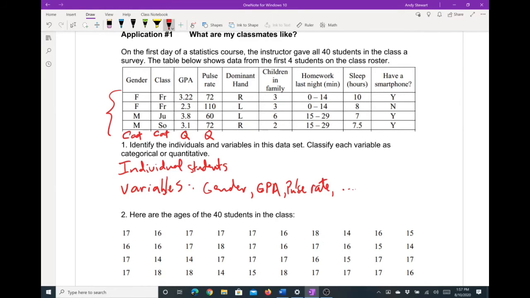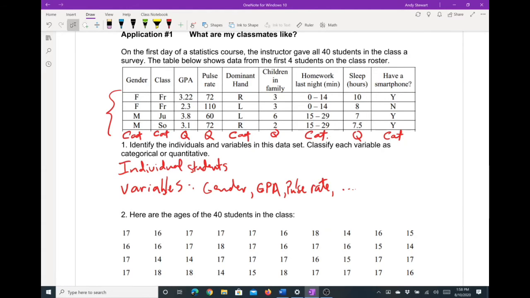Your dominant hand is categorical. Children in the family is quantitative. We could get the average number of children in a family. Homework. Now, if you look at the way it's listed, from 0 to 14 or from 15 to 29, although time is in general quantitative, the way that they've set these up as intervals makes it categorical. Sleep is quantitative, and having a smartphone is categorical. It's one or the other.